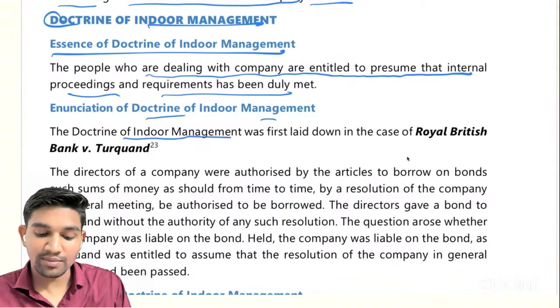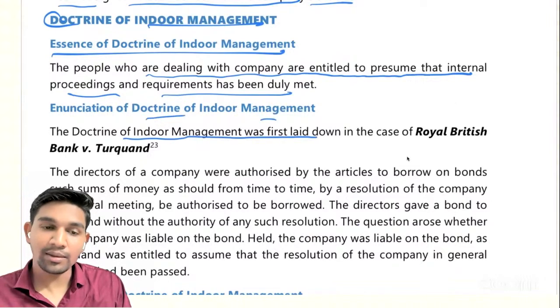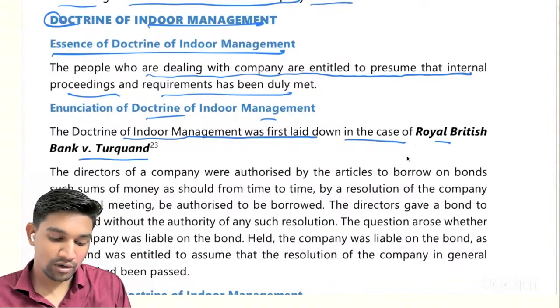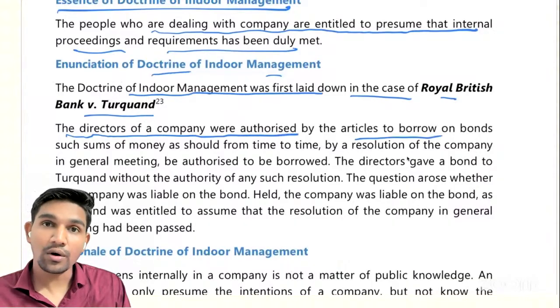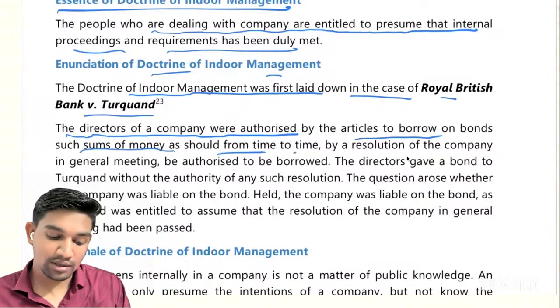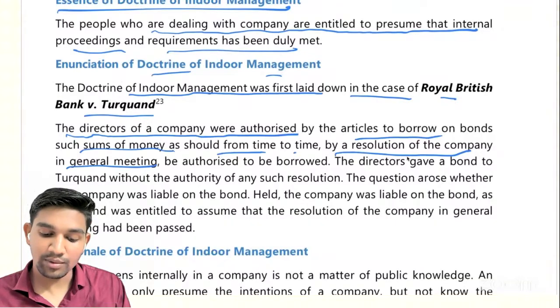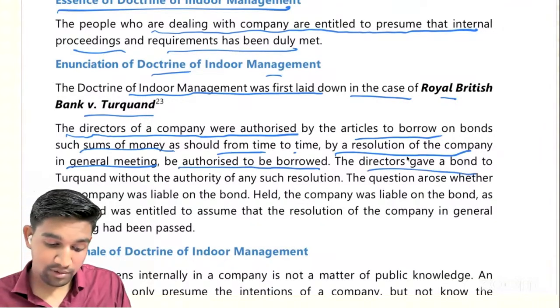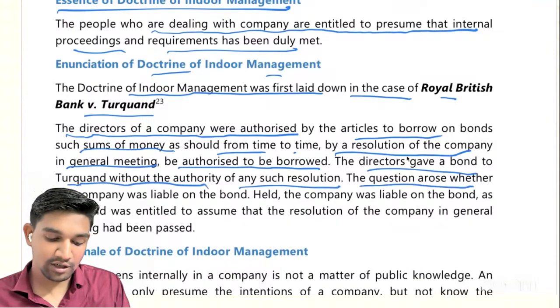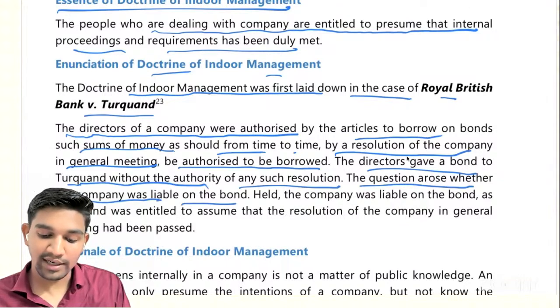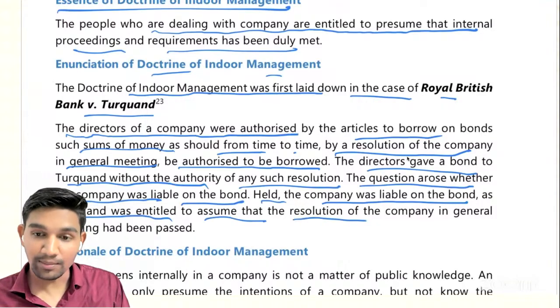The doctrine of indoor management was first laid down in the case of Royal British Bank versus Turquand. The directors of the company were authorized by the articles to borrow such sums of money as should from time to time, by a resolution of the company in general meeting, be authorized to be borrowed. The directors gave a bond to Turquand without the authority of any such resolution. The question arose whether the company was liable on the bond. Held, the company was liable on the bond, as Turquand was entitled to assume that the resolution of the company in general meeting had been passed.